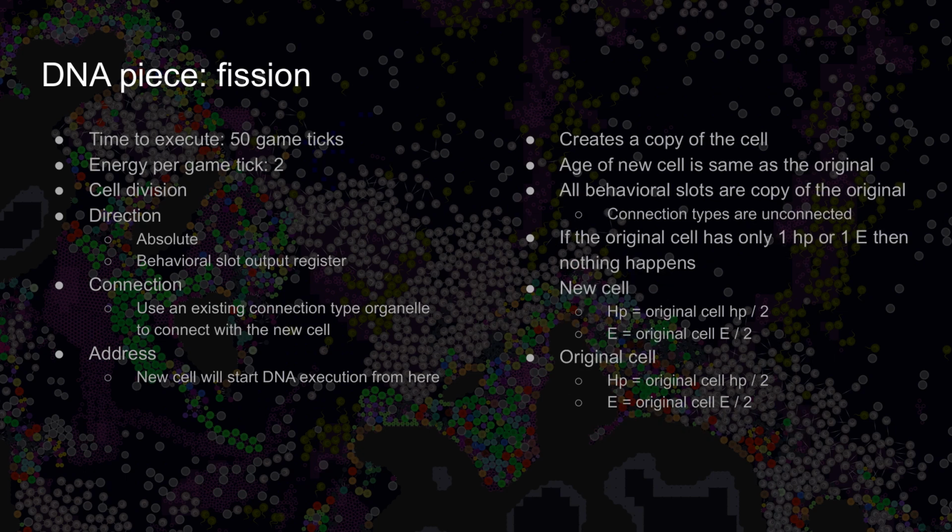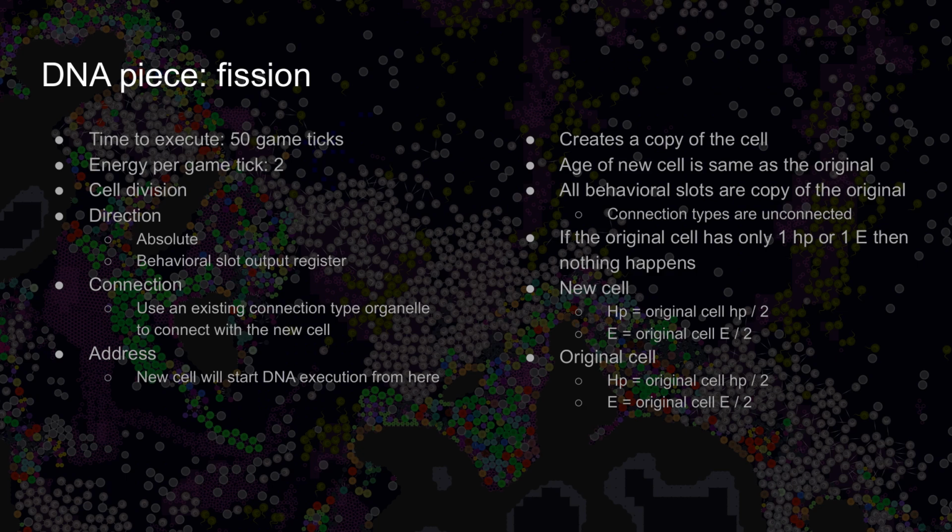The second DNA piece that creates another cell is fission. It has the same time and energy requirements as the egg DNA piece. The direction of the new cell connecting to a new cell and the address is similar to the egg DNA piece as well. However, this method of cell division does not create a new cell, but a copy of the original. The age of the new cell and all behavior slots will be a copy of the original.